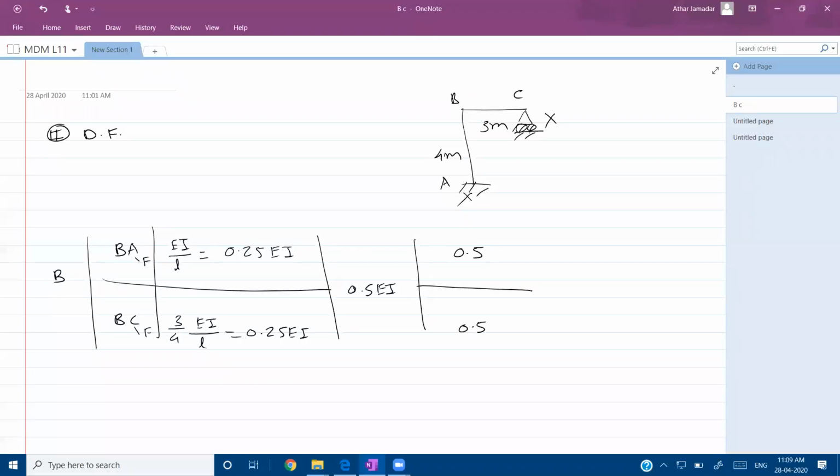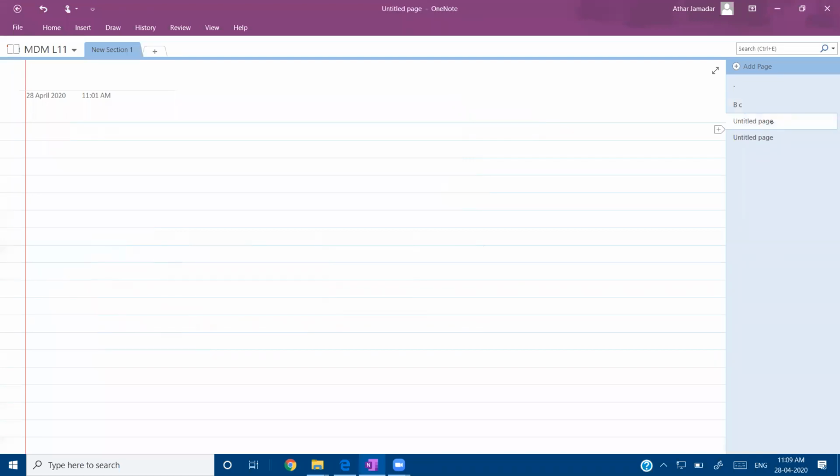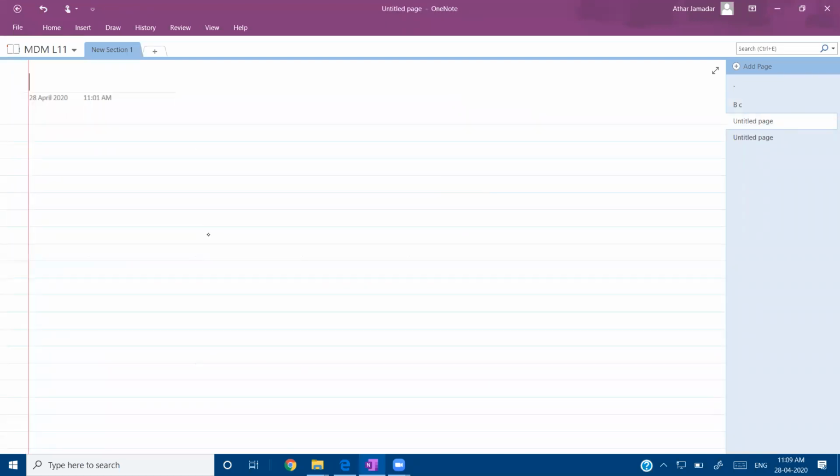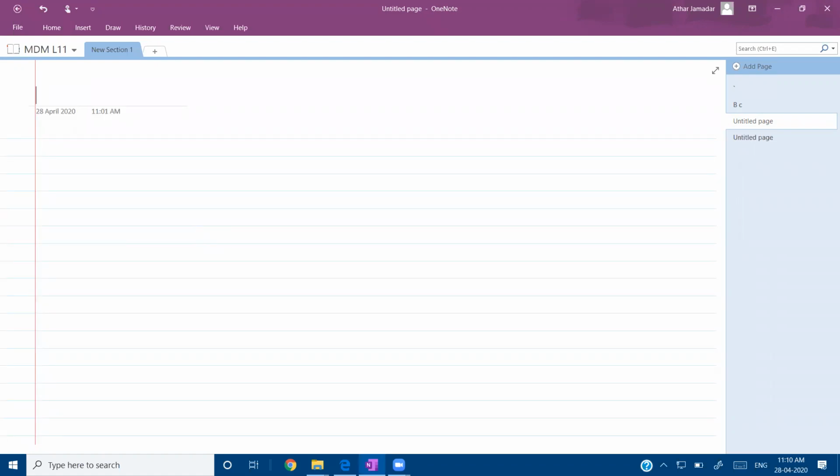Now the third step in this will be the non-sway type MDM table. Okay, so this third step here we are going to write as a non-sway type MDM table. So what does this mean? That means by considering this portal frame as a non-sway type portal frame, we have to analyze once.